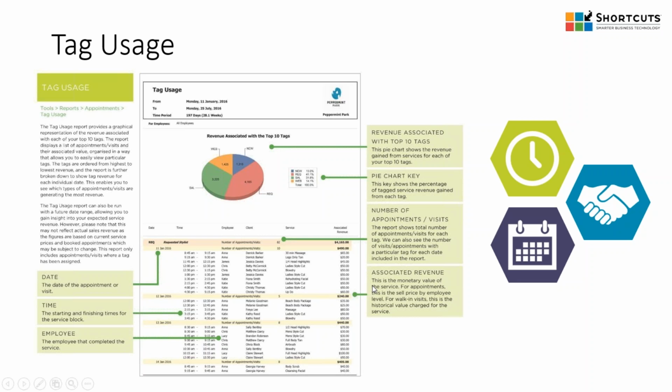You can see here it gives us a pie chart, and then a number as well as a percentage. It gives us the number of appointments or visits here, and of course the date and time and the employee as well. This is a report that you can run per employee if you'd like. So if you just want to see it for a single staff member and see how many request appointments, how many walk-in appointments, or whatever your tags might be, you can do that. This particular example here is for the whole salon.